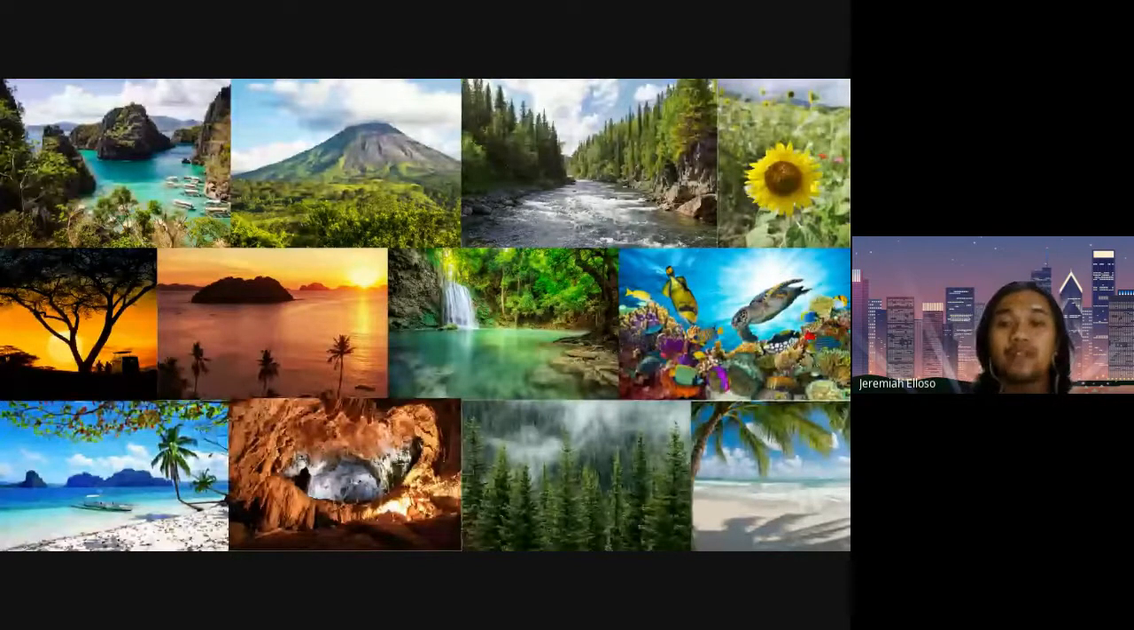beautiful caves, forest, and this natural tourist destination offers a lot of activities by which our tourists can enjoy. So I invite you all to visit these destinations once the pandemic is over.